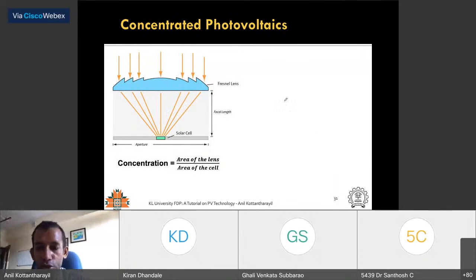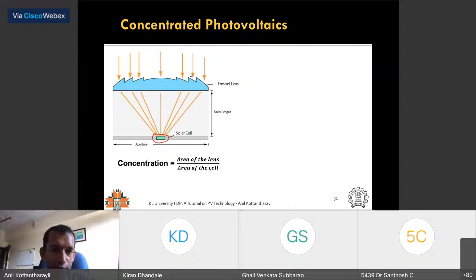Now, what is the solution? If I have very high efficiency solar cells, I want to use them. My constraint is that I can only make small solar cells of very high efficiency. So what we do is a clever design. You place the solar cell and then you have a lens. Okay. What does this lens do?